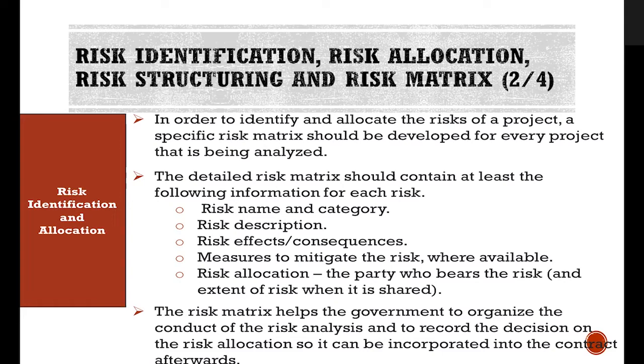So this is a point where every party needs to really articulate its risk matrix, pay attention to the risk name. Don't just give some random blurry thoughts. Name the risk, describe the risk, the effects and consequences of the risk, measurements and mitigation arrangements for the risk where available, and name the party against whom the risk is allocated. So the risk matrix helps to take care of that.